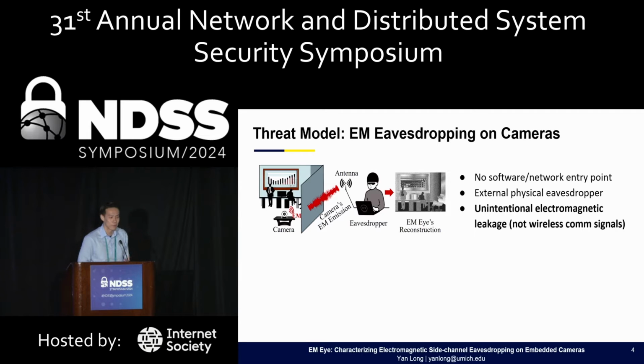So here's the threat model. The adversary we investigate in this work is in the form of an external eavesdropper who can set up a physical eavesdropping device in the vicinity of the camera system. And the eavesdropping device uses a radio frequency antenna to pick up the electromagnetic leakage, the unintentional leakage from the target camera systems, and then tries to reconstruct the confidential camera videos just by analyzing the unintentional leakage in the environments.